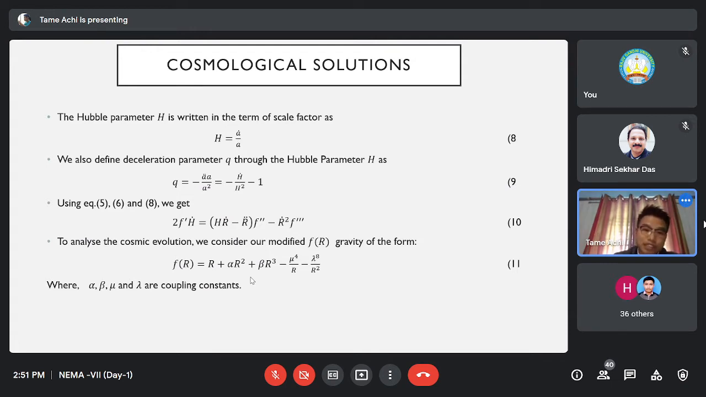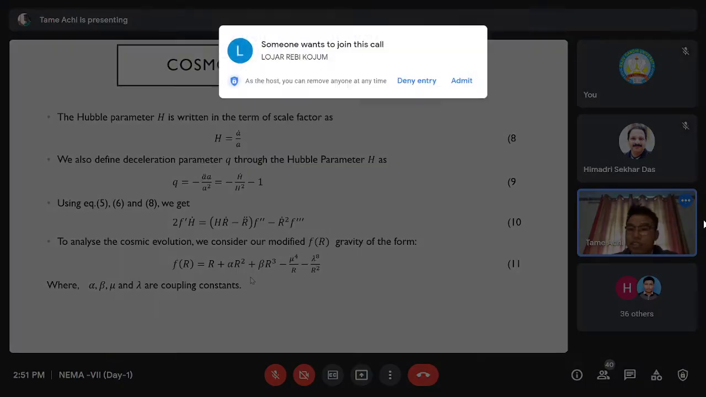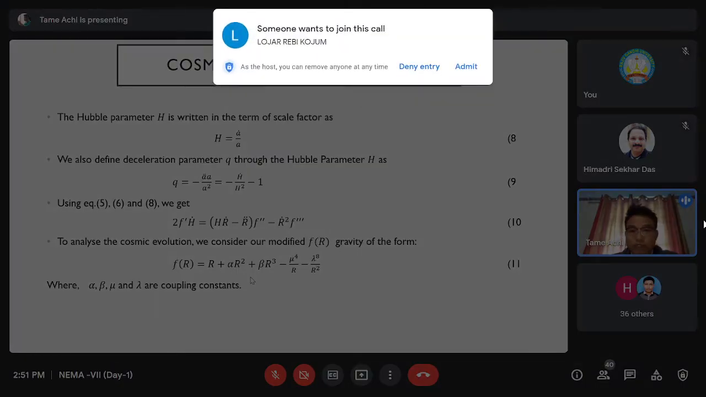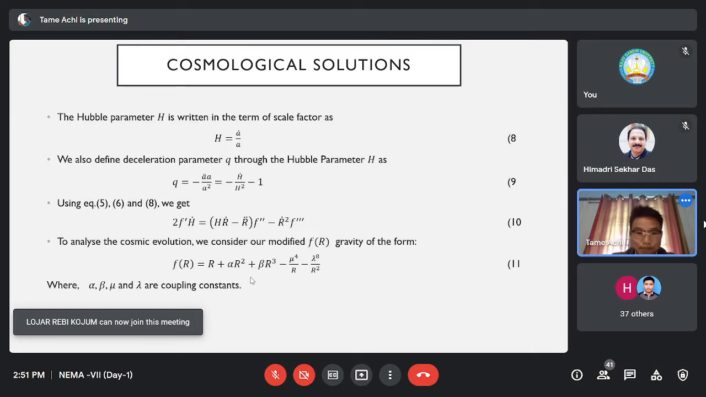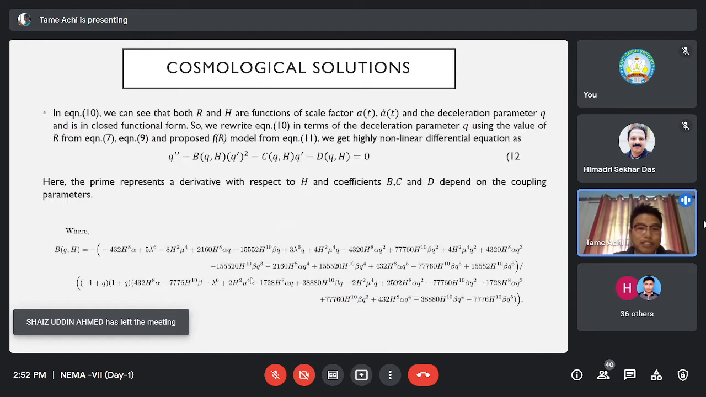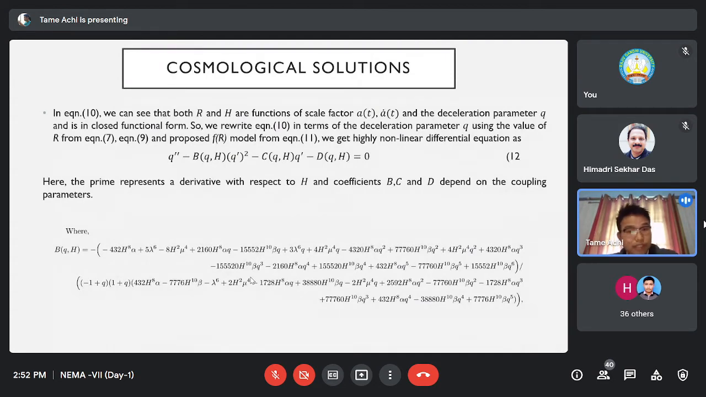Then since we are considering our model to be f(R) given by equation number 11, where alpha, beta, mu, and lambda are coupling parameters or coupling constants, we put those values in equation number 10 and solve for Q and H using numerical techniques. That solution is given by this highly non-linear differential equation, equation number 12.